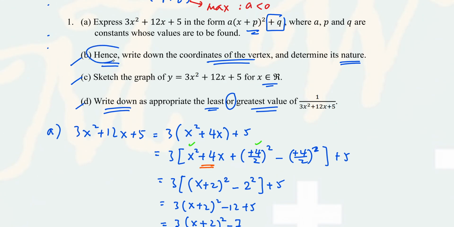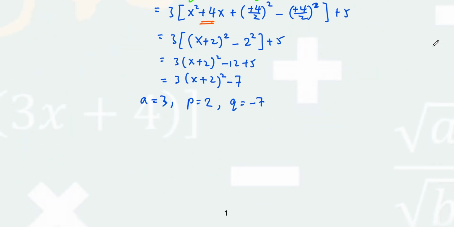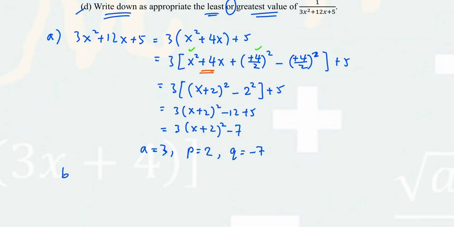Now B, hence. Hence means use the previous answer. Write down the coordinates of the vertex and determine its nature. So now from here, I will write the vertex equals to, okay, look at here. Let this be 0. So your x is minus 2. Therefore, my x coordinate is minus 2 and my y coordinate just copy from the last part, which is minus 7. Alright, so since your A here is positive 3, which is greater than 0, the nature is minimum point.